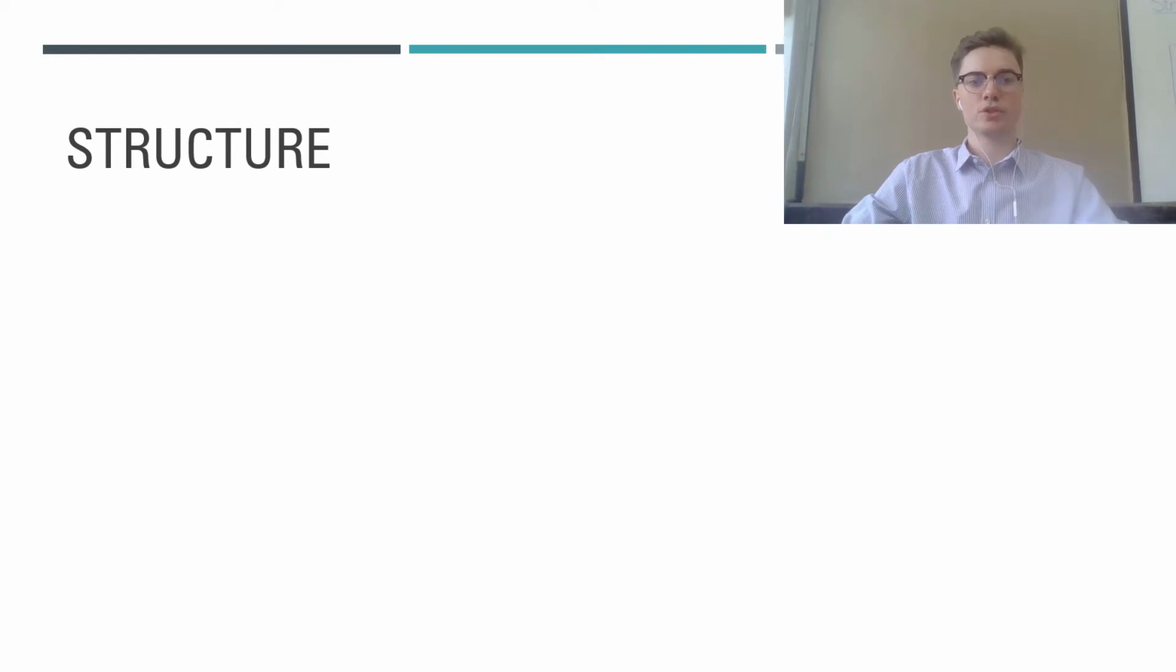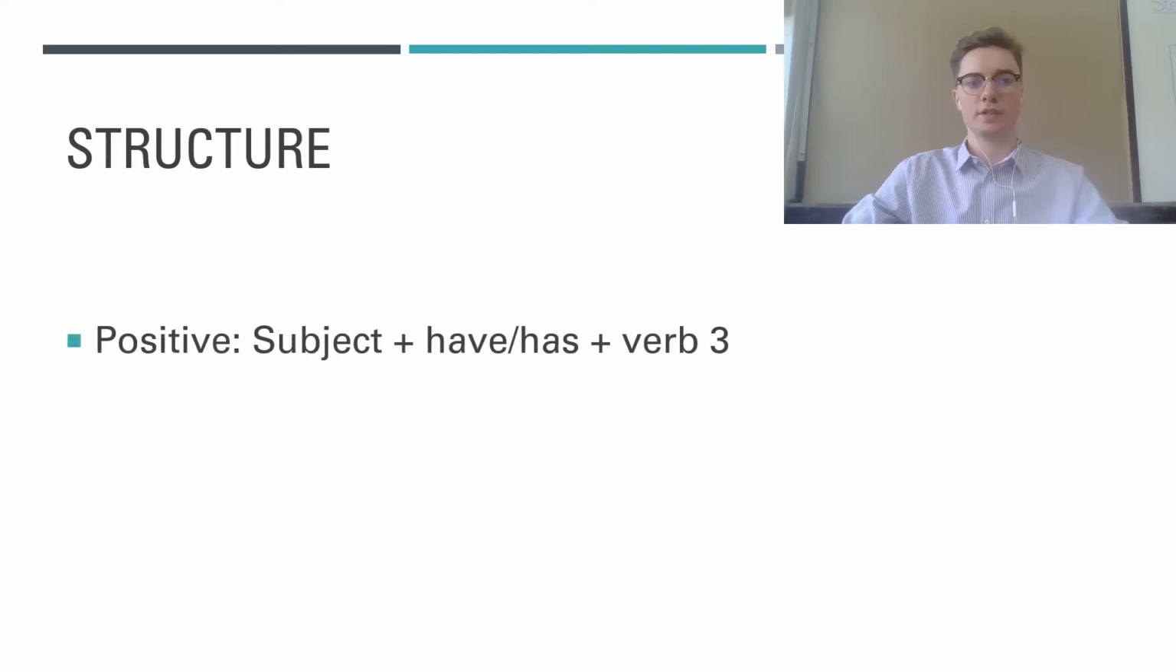The first thing you should know is the structure of a present perfect sentence. So to begin, to make a positive sentence using present perfect, we need a subject first of all. If you remember what a subject is, it can be I, you, we, they, he, she, or it. Okay? So we need a subject, then have or has, and then verb 3.